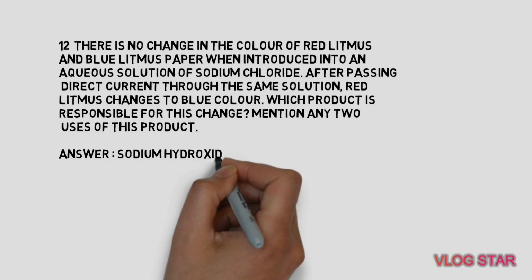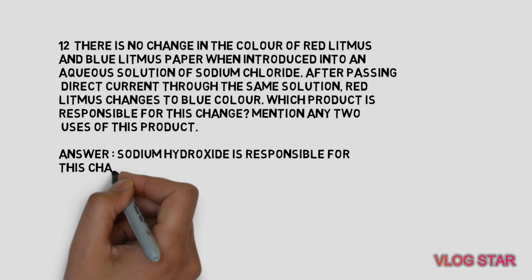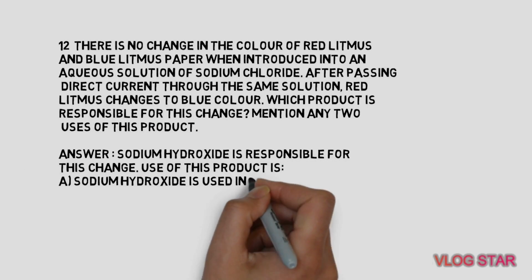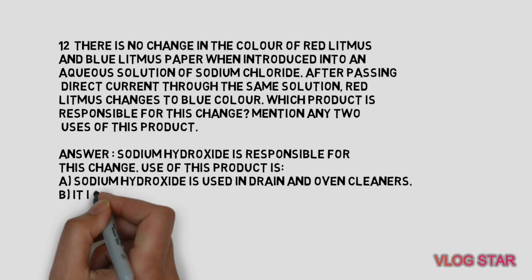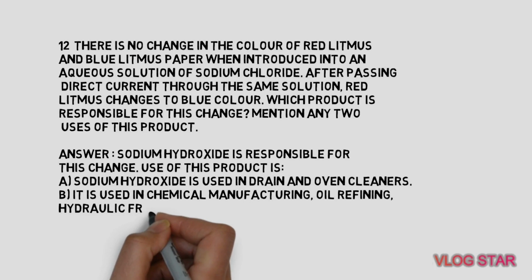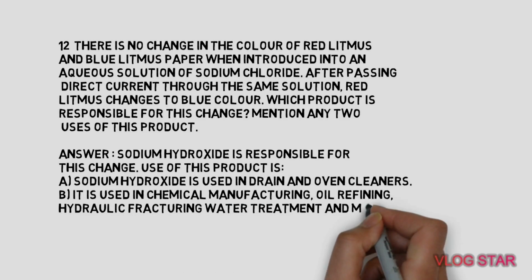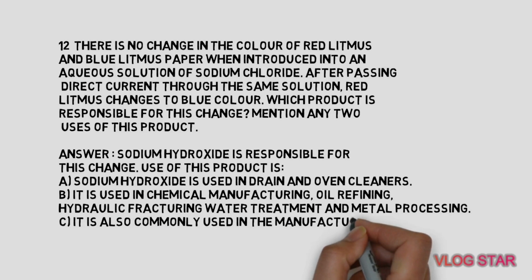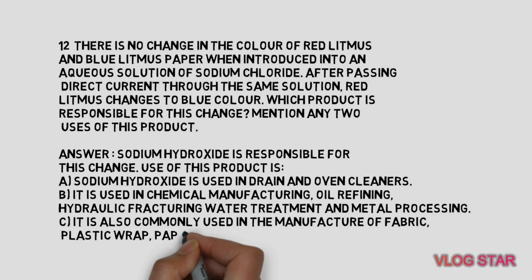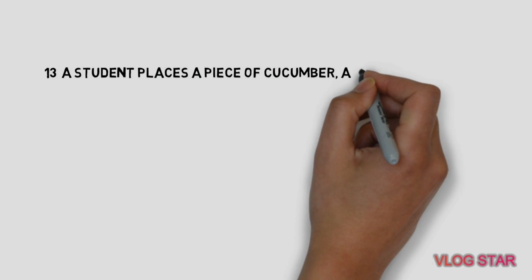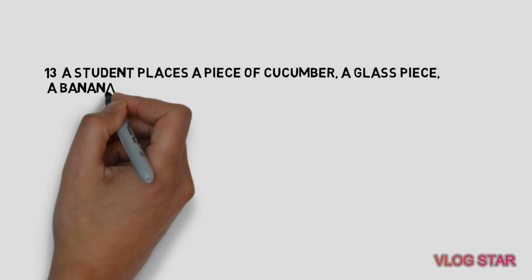Uses of this product are: A. Sodium hydroxide is used in drain and oven cleaners. B. It is used in chemical manufacturing, oil refining, hydraulic fracturing, water treatment and metal processing. C. It is also commonly used in the manufacture of fabric, plastic wrap, paper and soap.